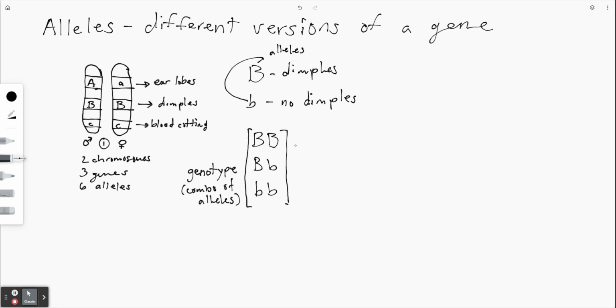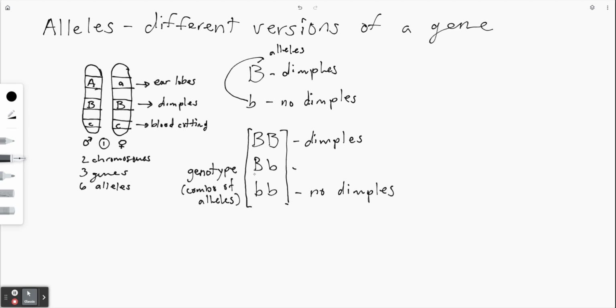Let's say if we have two big B's, dad and mom give you a big B, that obviously means that you're going to have dimples, because the big B stands for dimples. Now down here, if you have two little b's, that means you're going to have no dimples. And then finally, if you have a big B and a little b, you don't have one dimple or none, not in this kind of genetics that we're talking about.